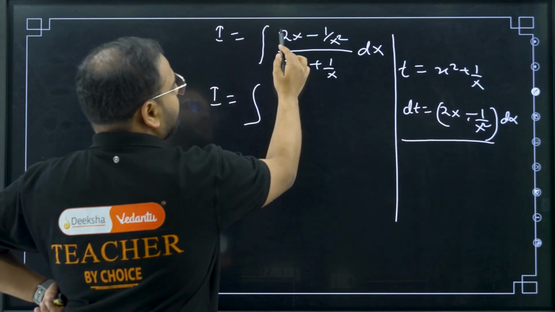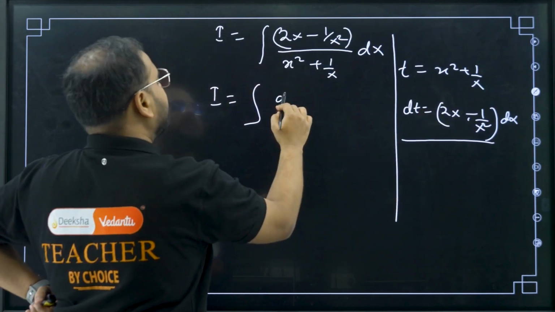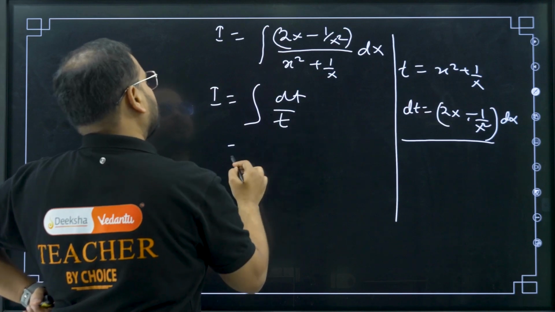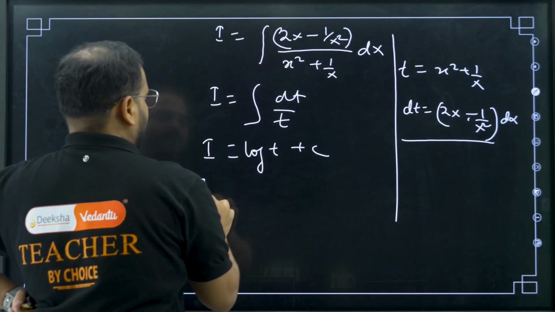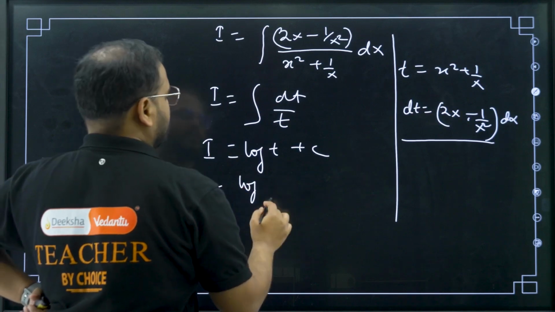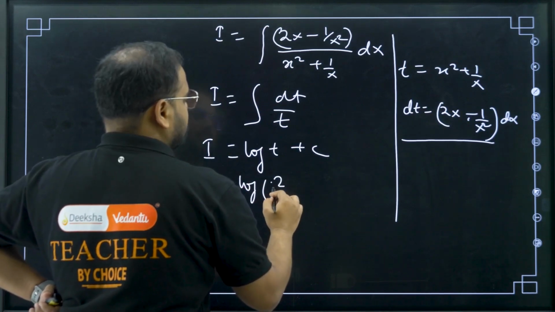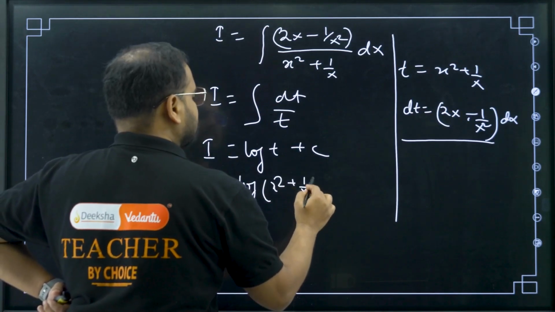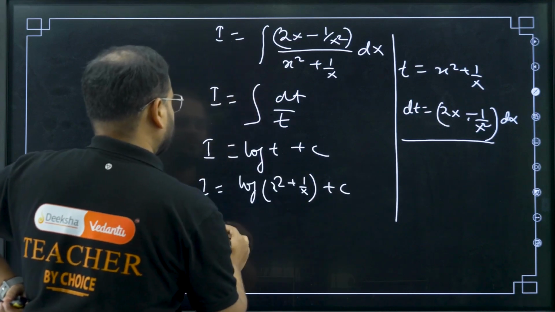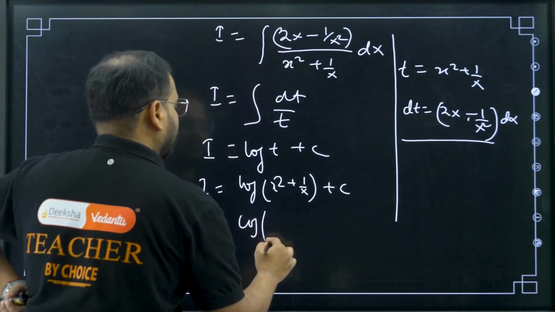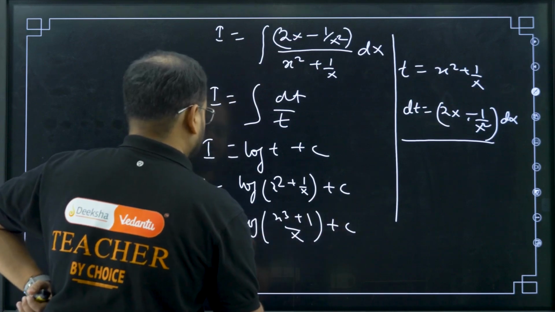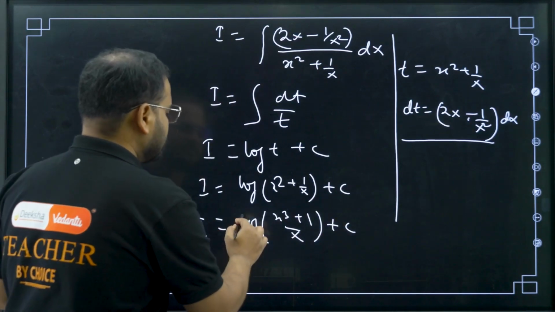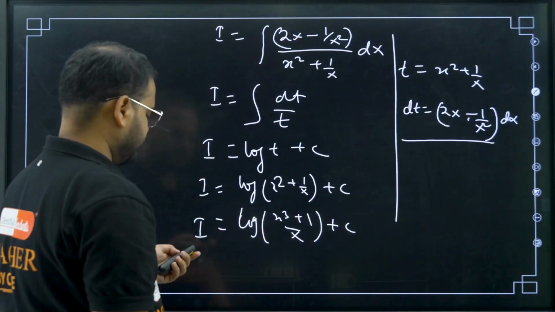So this whole thing will become simply dt, and this is my t. What is that? Log of t plus c. How much is that? Log of, what is t? X square plus 1 by x plus c. So log of x cube plus 1 by x plus c. An option like this is log, okay?